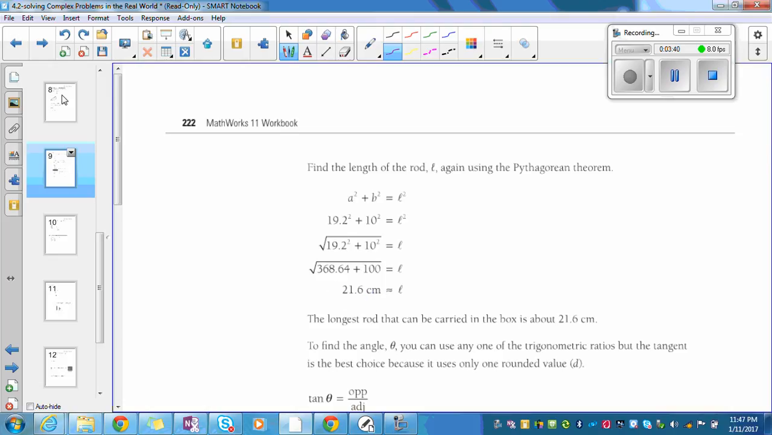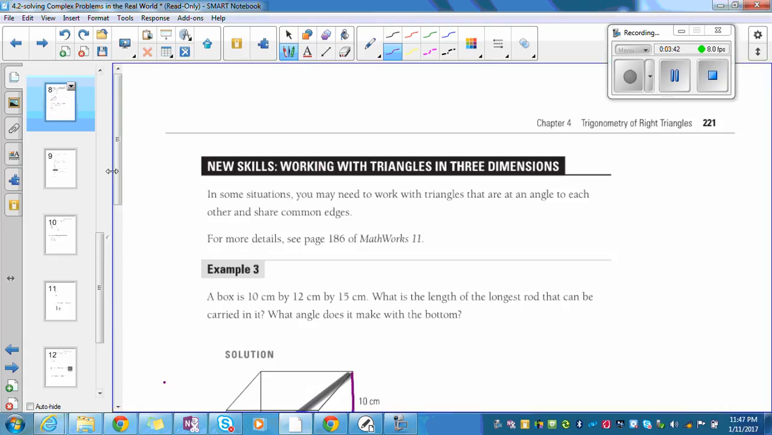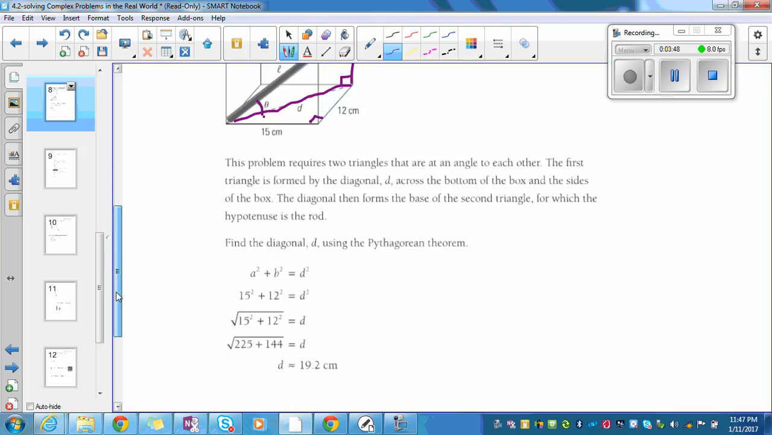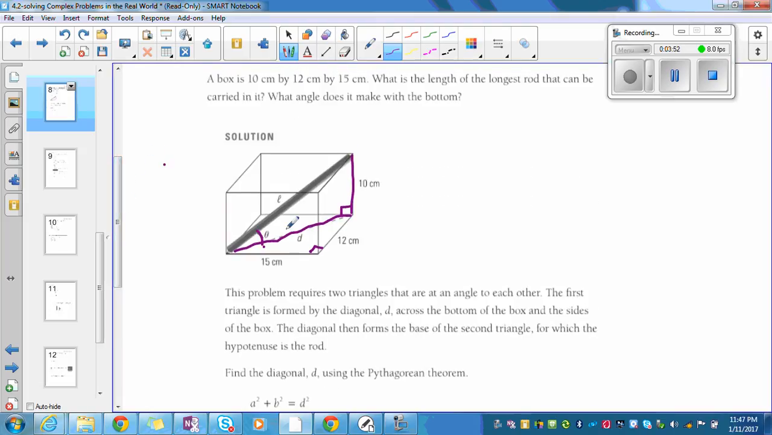So then we have 21.6 as this big long length L, and we have 19.2 as this diagonal length. So then we can do a couple different things, right? Opposite over adjacent, so 10 over 19.2 equals tan of that angle. Or we could use the length here, the hypotenuse, and use opposite over hypotenuse and use sine. Or we can use adjacent over hypotenuse and use cos.